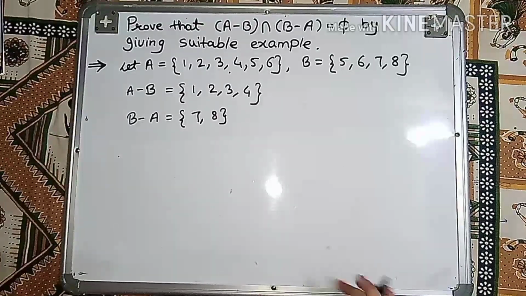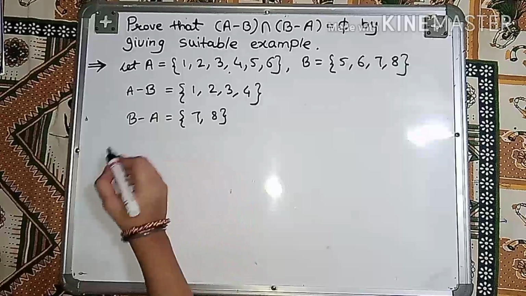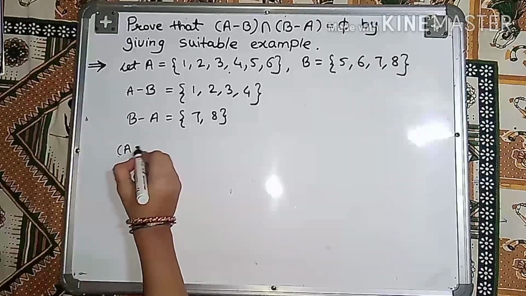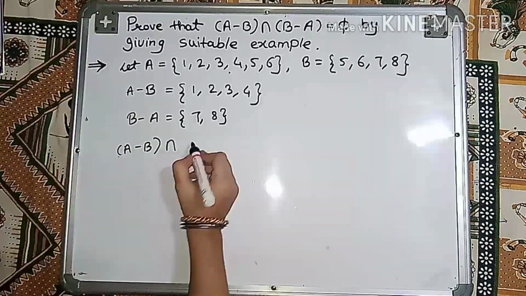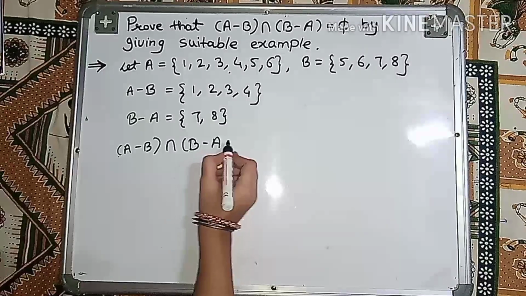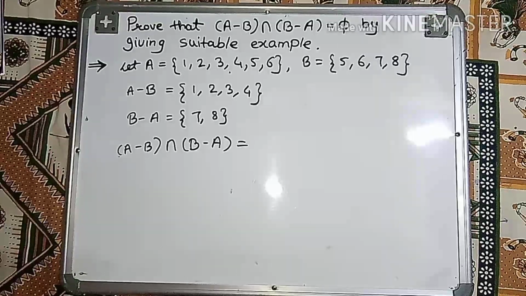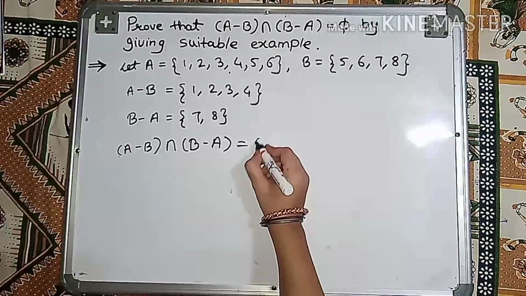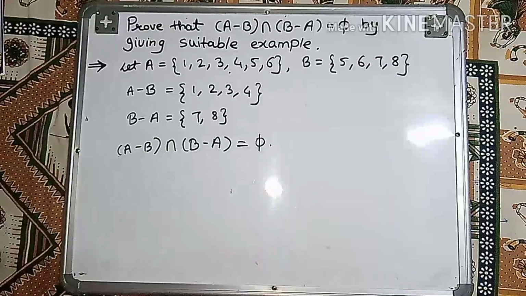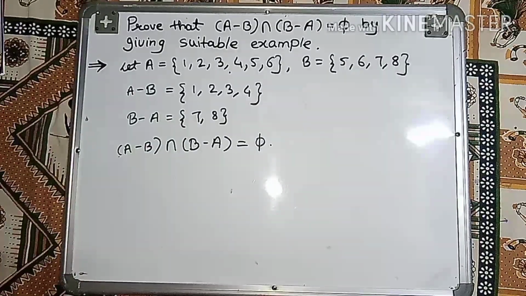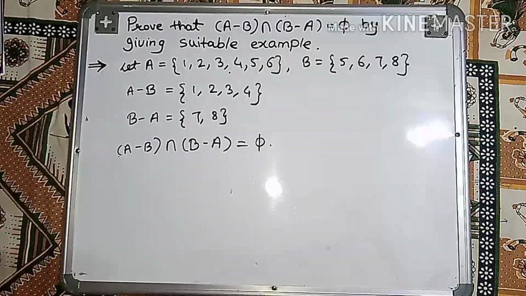So we will take the intersection first. So (A minus B) intersection (B minus A). So what will we get? What is intersection? Intersection means the common elements in both sets. So here there is no common element. So the set will be empty. Hence we prove that (A minus B) intersection (B minus A) is equal to the empty set.